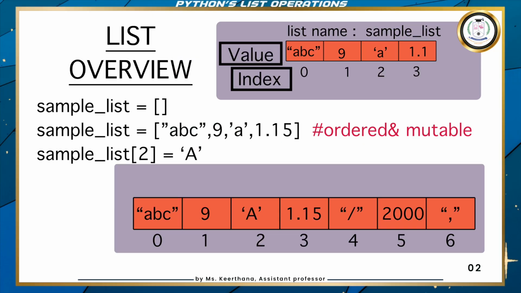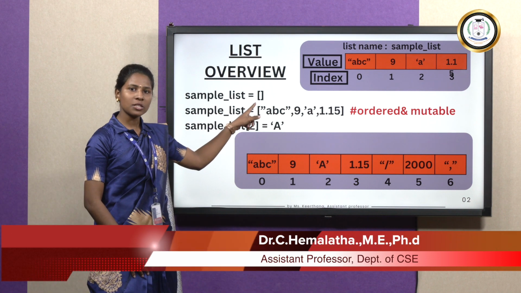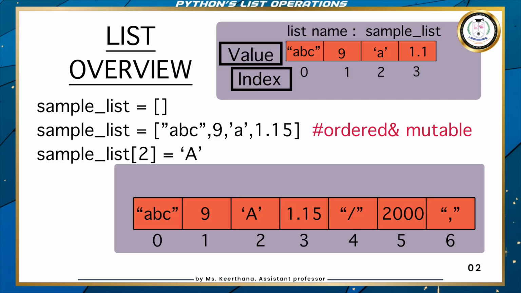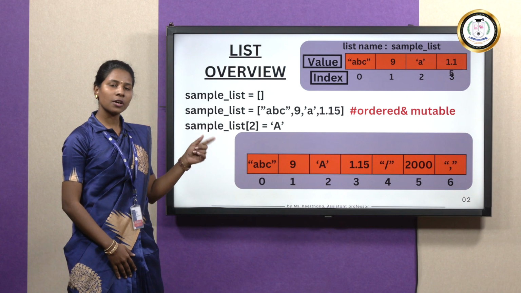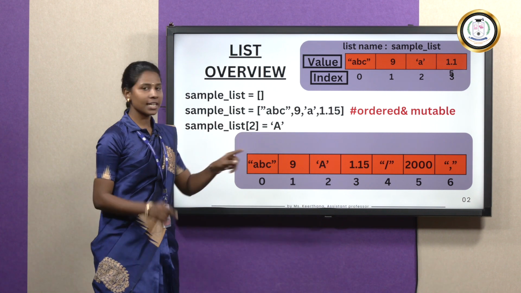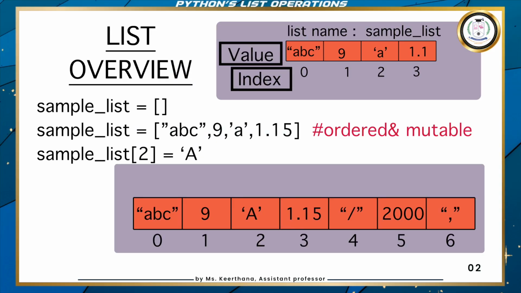Before jumping into the basic operations, let's have an overview of what a list is. We all know how to create a list. To create a list, we use square brackets, and if we assign an empty square bracket to a variable, this creates an empty list. If we want to create a list with certain elements, we mention square brackets and inside them give some values, separated by commas. This creates a list with certain elements, and a list is an ordered and mutable data type.